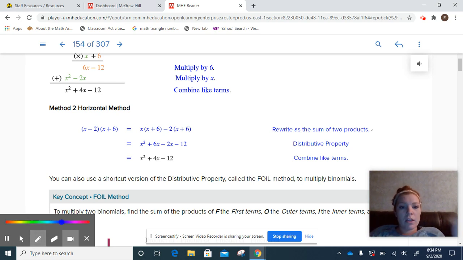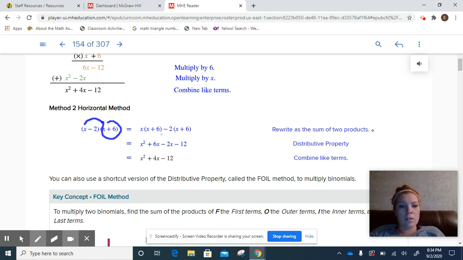So the horizontal method here, what they do is they group up the product. So what they did is they took the x and then multiplied it by this whole piece, which was the x plus 6. You can see that right here. And then they separated the -2 and then did it a second time where they took the -2 and multiplied it by that again for the second part. And that way it turns it into two distributive properties and not just a cluster of binomials.